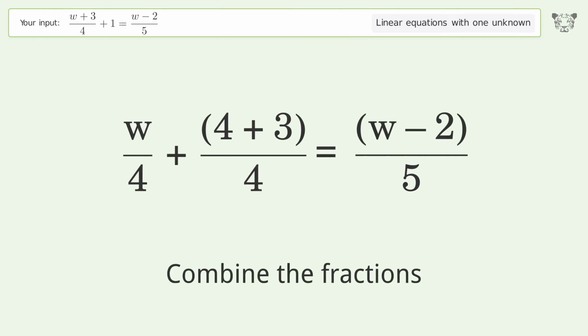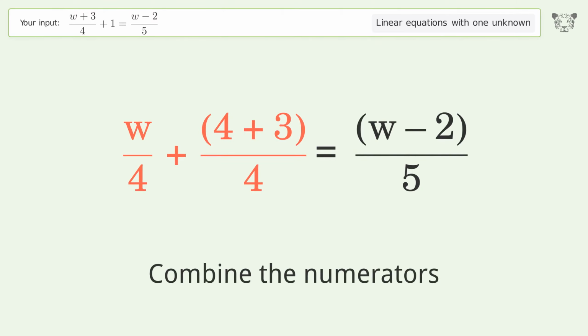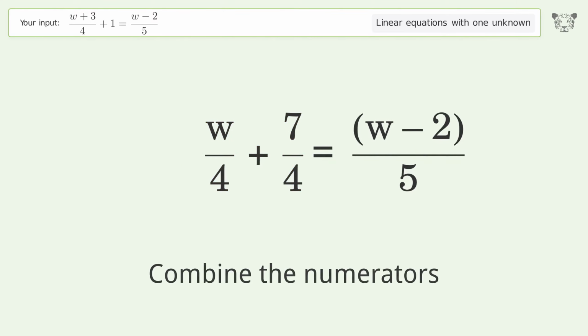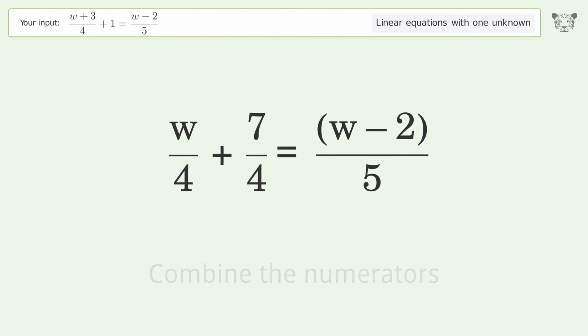Simplify the expression. Break up the fraction. Group like terms. Convert the integer into a fraction. Combine the fractions. Combine the numerators. Break up the fraction.